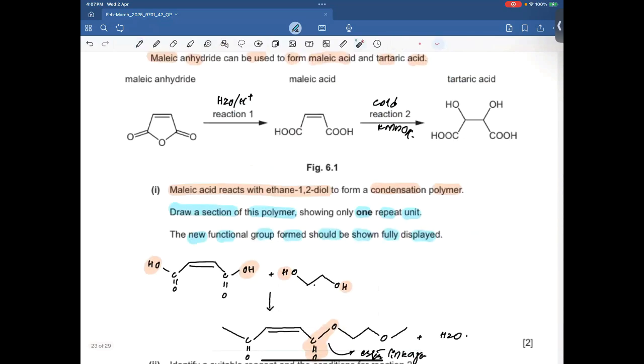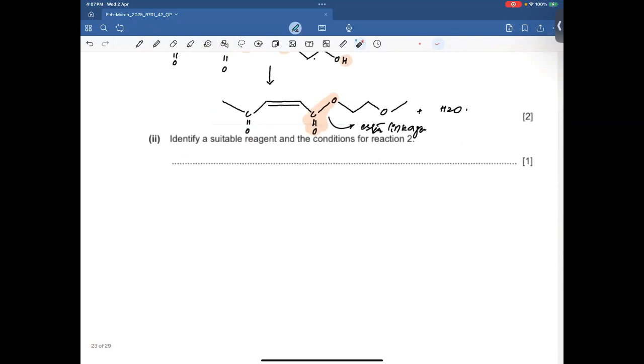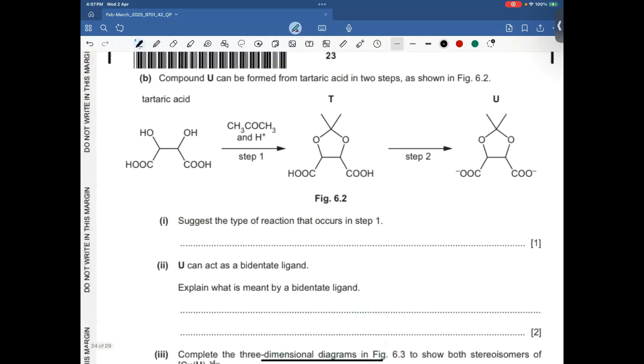Reaction 2. See, COOH will remain as it is. COOH are not changing at all during the reaction. What is changing? Alkene will turn to diol. So alkene will turn to diol, and the examiner is looking for the reagent and the condition. So it's going to be like this: cold, dilute, acidified, KMnO4. Okay, my bad.